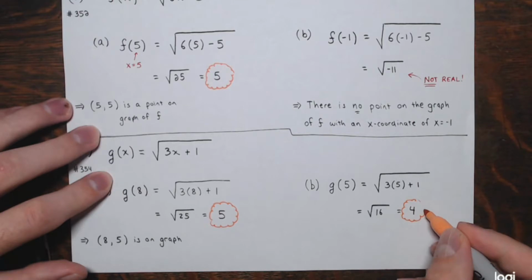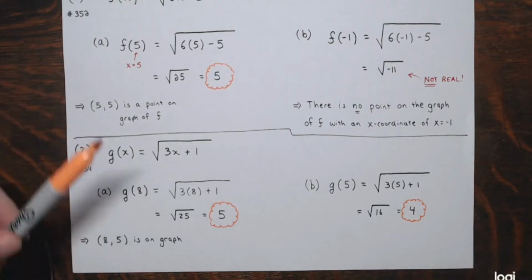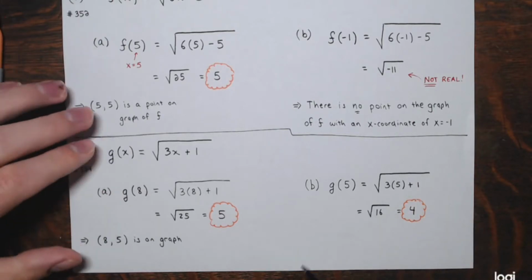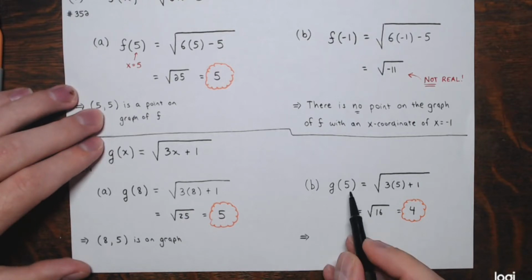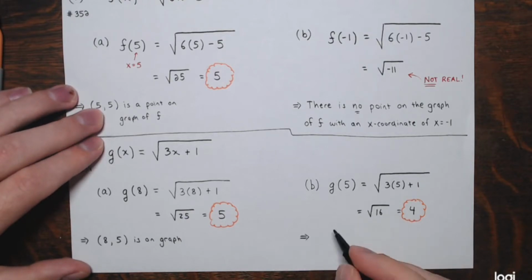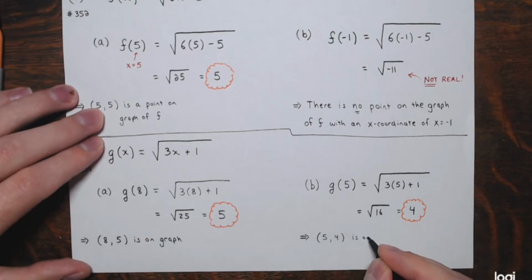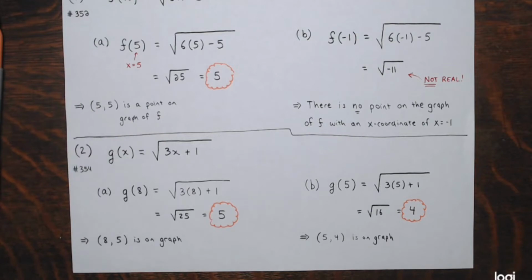So the result here is 4. The output, the value of the function at x equals 5. And just to keep up with the same statements here, this means that input 5, output 4, the ordered pair (5, 4) would be on the graph of this function. And once again, I'll show you on the Desmos site.